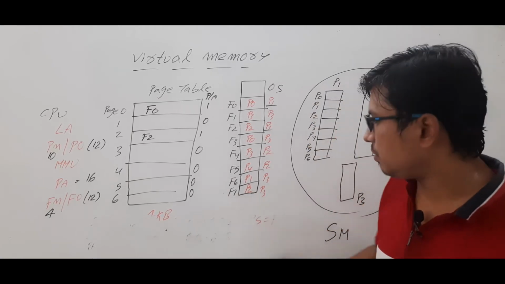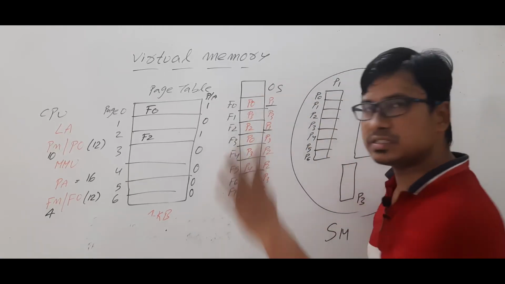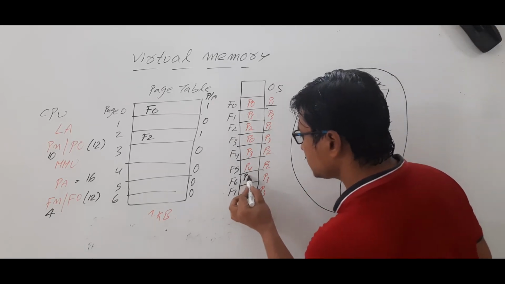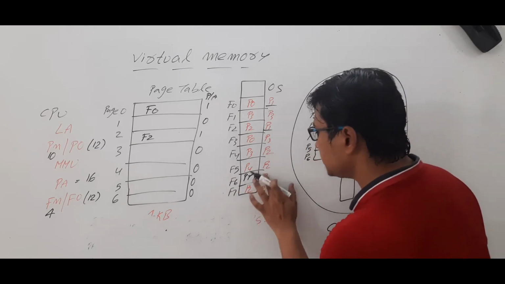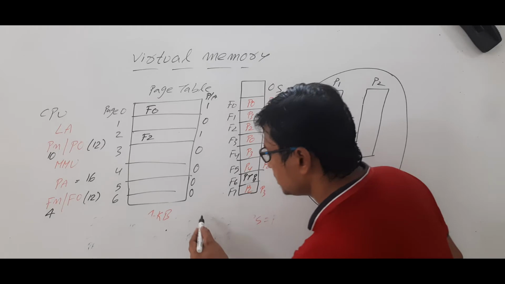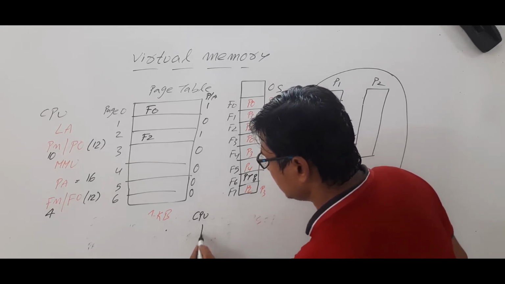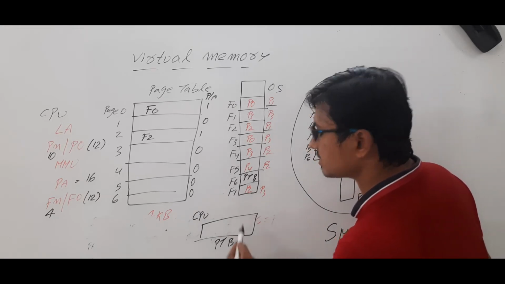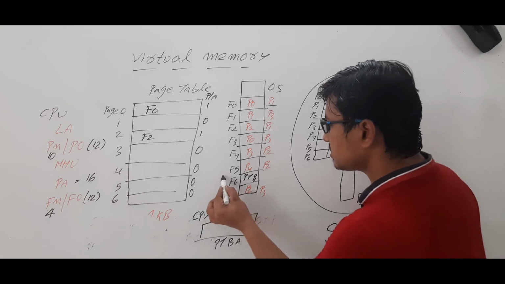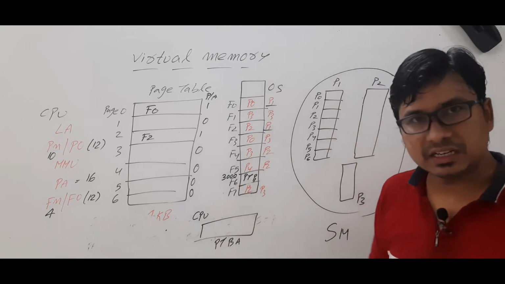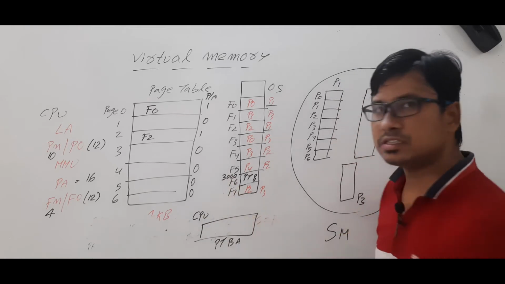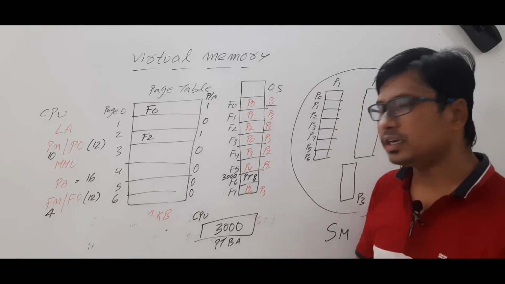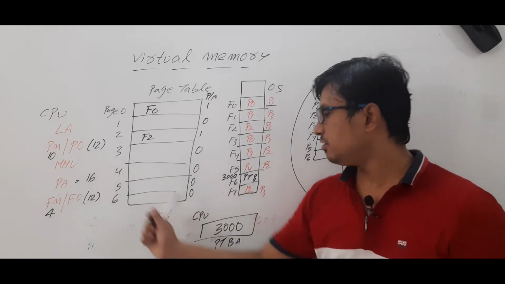Now, how will the CPU come to know? Let's take that in frame number 6, the page table of process P1 has been loaded. Then how will the CPU come to know? The CPU will have one register. In that register, it will store the page table base address. Let's consider that this address is 3000, the starting address. Base address is nothing but the starting address. Frame number 6, the starting address is 3000. So the page table of process P1 has been loaded at 3000. Is it clear?